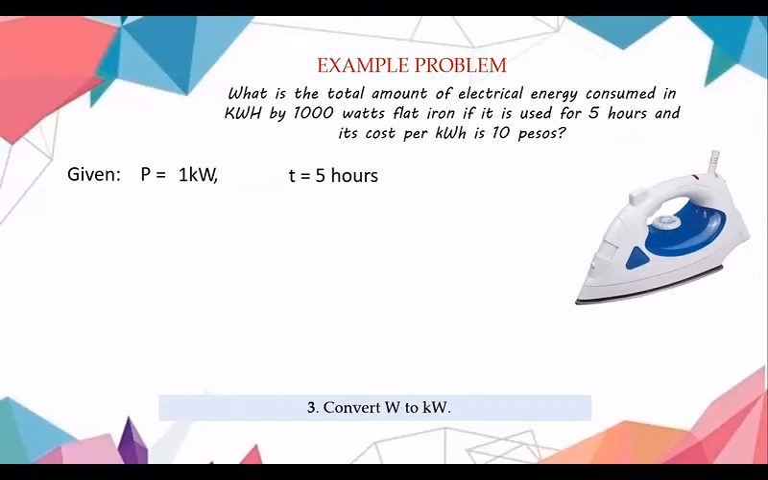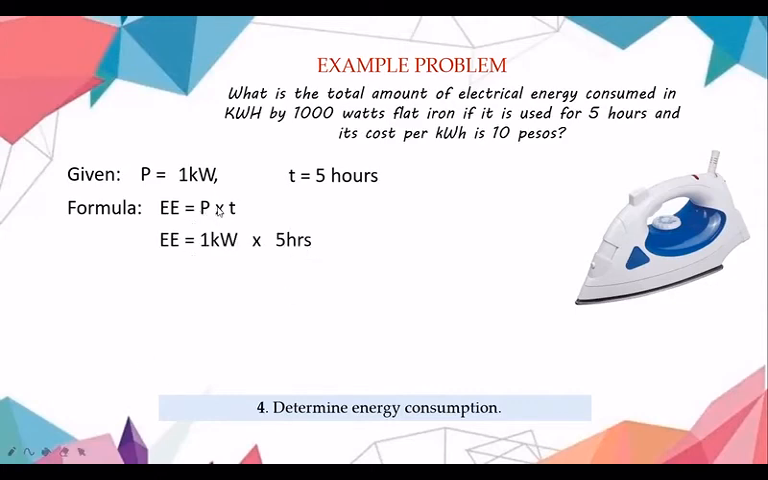So let's now proceed to the fourth step, which is determining the energy consumption. In solving the energy consumption, we will use the formula electrical energy equals power times time. So let's now substitute the given to the formula. We have power, which is 1 kilowatt, and time, which is 5 hours. Then multiply them. The answer will be 5 kilowatt-hours. So this is the energy consumption of the flat iron for 5 hours.